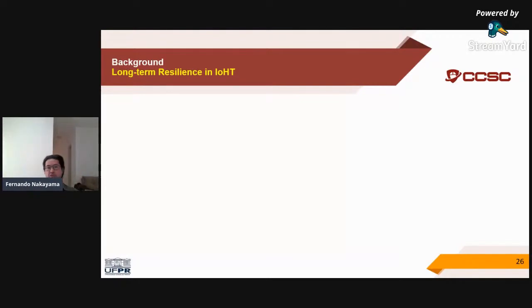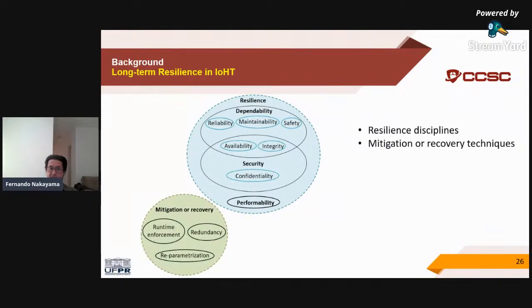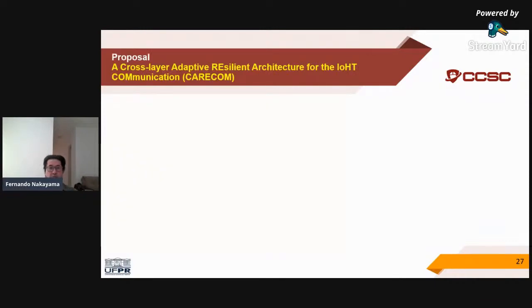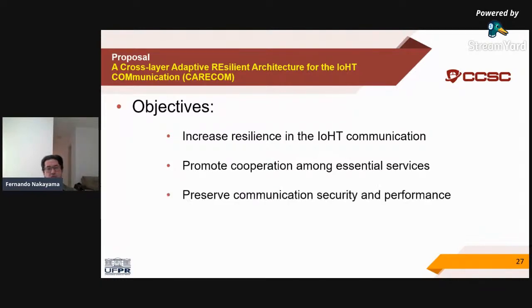So in order to achieve long-term communication resilience in IOHT, we advocate that the resilience disciplines, the mitigation or recovery techniques, and the tolerance disciplines must employ some level of collaboration and adaptation. Our proposal is a cross-layer resilient architecture for the IOHT communication. We call it CARICOM. And the objectives for this architecture are to increase resilience in the IOHT communication, to promote cooperation among the essential services, and to preserve communication security and performance.